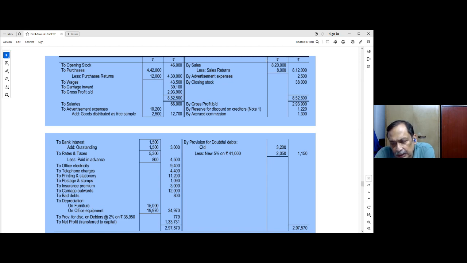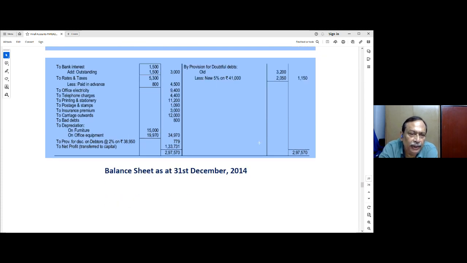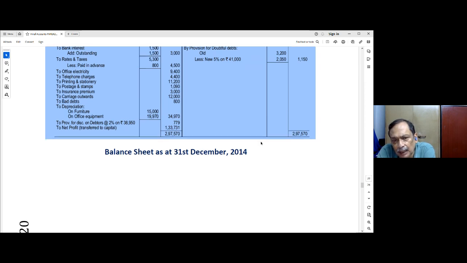Similarly, we have to consider accrued income, but we have to deduct income received in advance. And of course, taking into consideration the depreciation and all other items, we have to prepare the net profit or net loss. And that is to be transferred to the capital account.